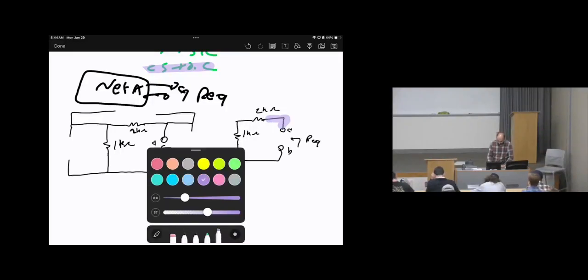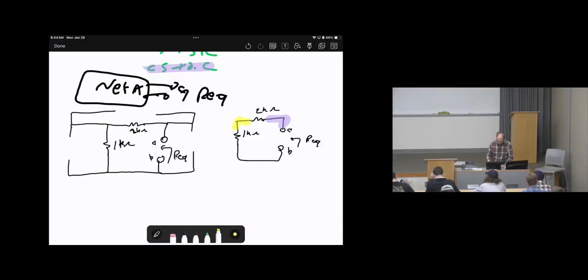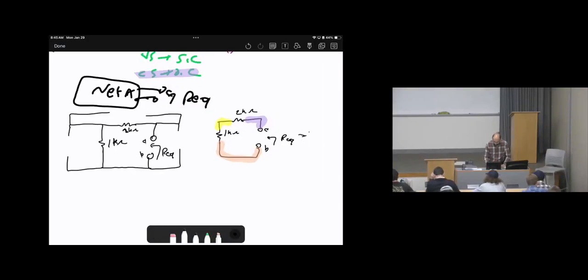Here is a node. Here is a node. Here is a node. Imagine there is a current going from A and back to B. Then 2 kilo ohms and 1 kilo ohms are sharing the same currents. Therefore, our equivalent will be 2 plus 1, then it will be 3 kilo ohms. Therefore, R Thevenin's equals 3 kilo ohms. Okay?